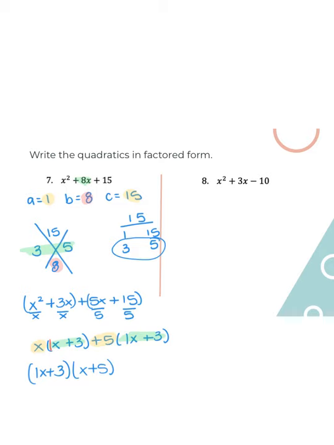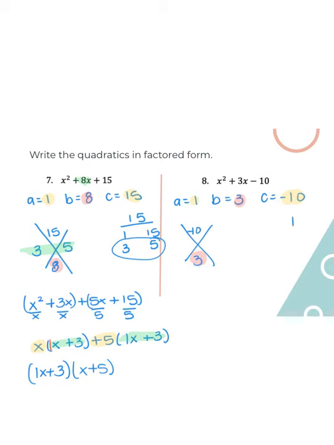All right, last one. Identify A, B, and C. So my A equals 1, my B equals 3, and my C equals negative 10. Set up my x. I need my A times my C. So 1 times negative 10 is a negative 10, so I'm going to put that on top. My B goes on the bottom, so I need to put a 3 on the bottom.